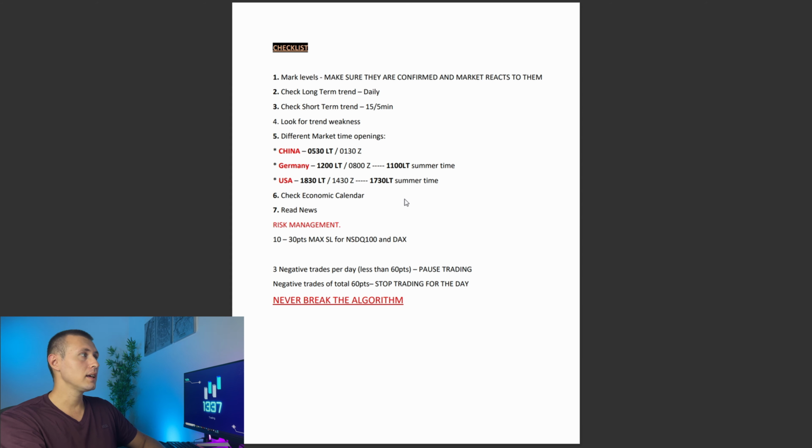And the last thing is the checklist. The checklist says market levels. Make sure that they are confirmed, that the market reacts to them. Basically, cross-check market levels when you sit down and just before you start trading, see how the price reacted to these market levels that you already marked. If you need to adjust them a bit, adjust them. Always mark key market levels from right to left. So always look for newer data, because you don't want to be following key market levels that were relevant 1 year ago and are not relevant anymore.